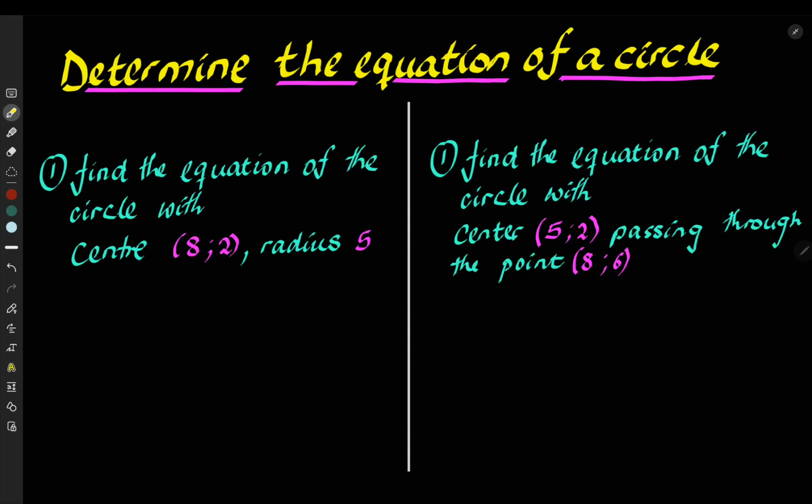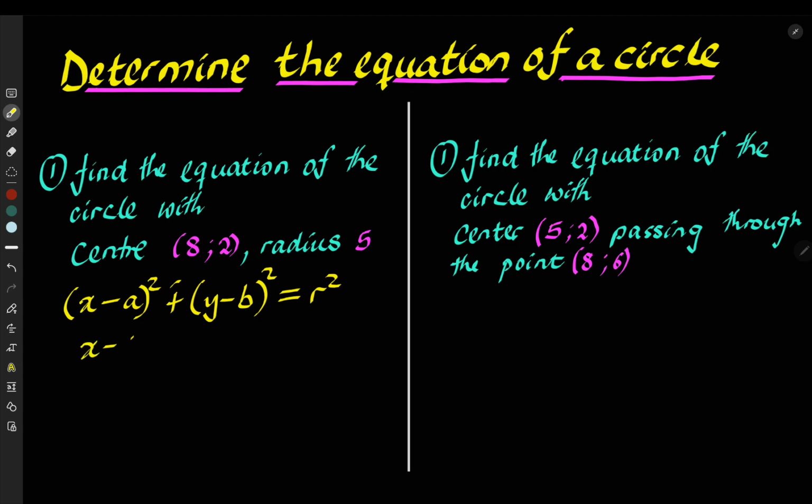Now, in this question, we are asked to determine the equation of a circle. Question 1, the first one, says find the equation of the circle with center (8, 2) and radius 5. So that is quite easy. We have got our center and we have got our radius. Remember, the general equation of the circle is (x minus a) squared, where a is the x coordinate of the center, plus (y minus b) squared, where b is the y coordinate of the center, is equal to r squared. Then you just substitute here.